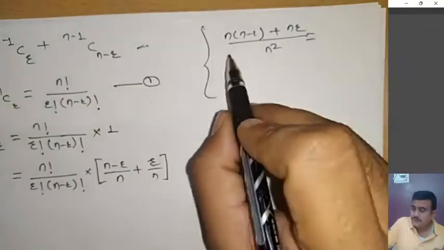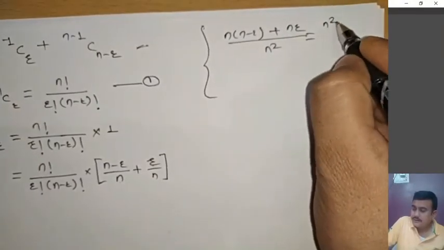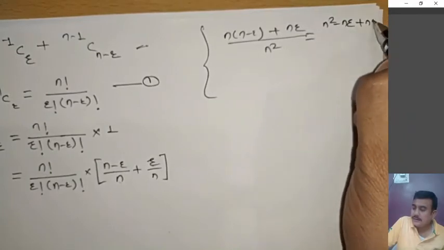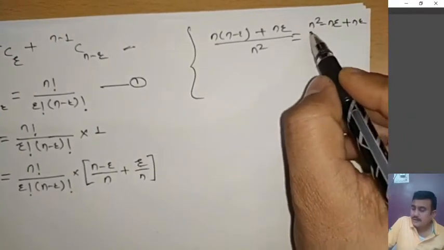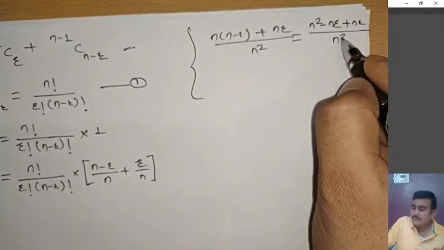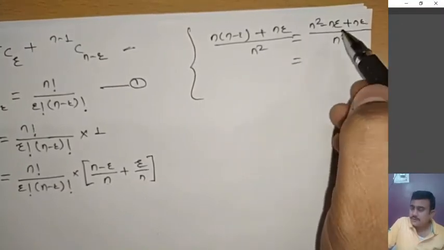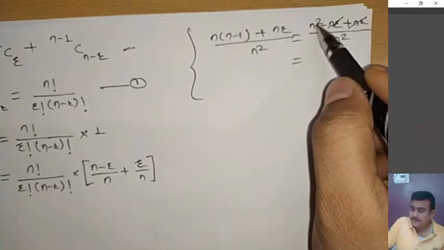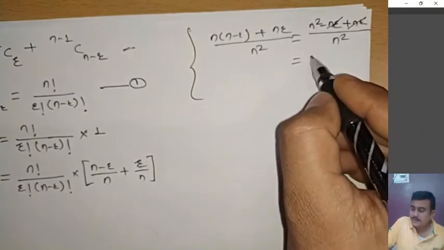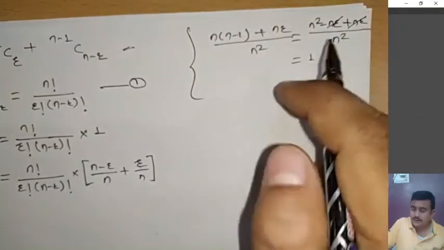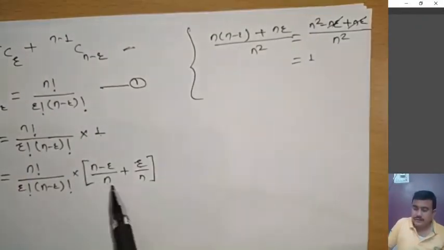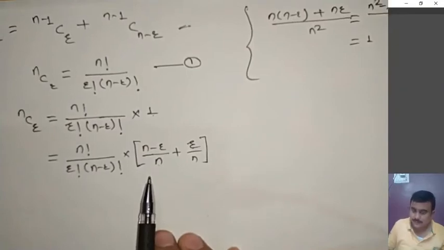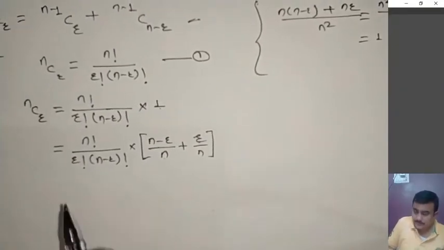When we solve this, we get n into n square, n into R minus nr plus nr divided by n square. When we solve this, minus nr plus nr get cancelled. Now the remaining value is n square divided by n square. The value will be 1. That's why we have converted this 1 like this. That's why I have already called it an adjustment. Now we will move further.